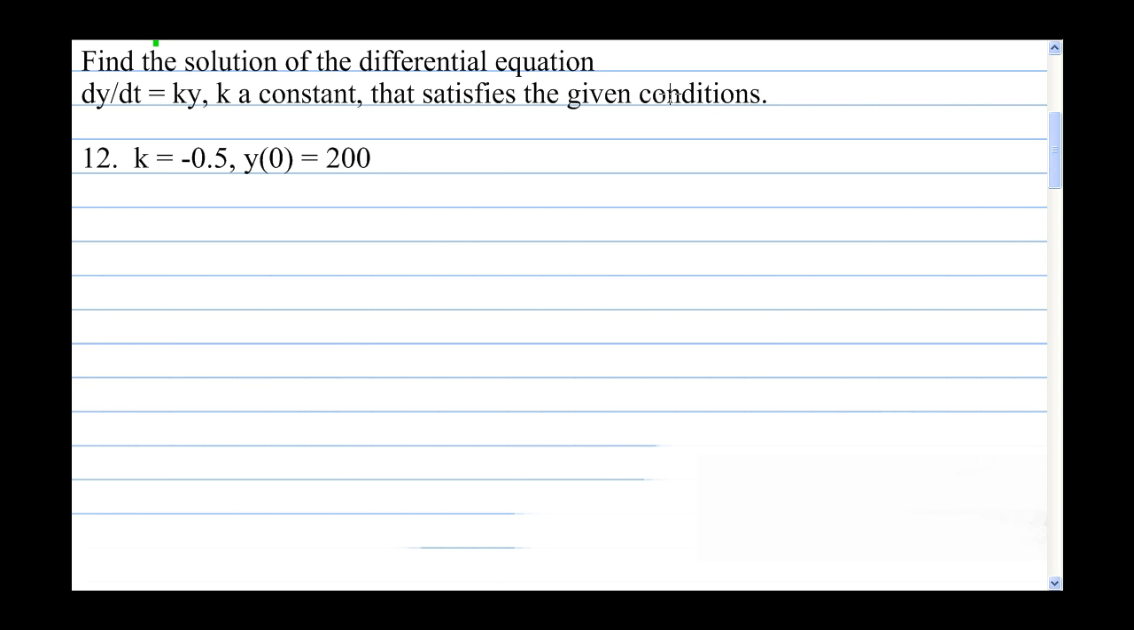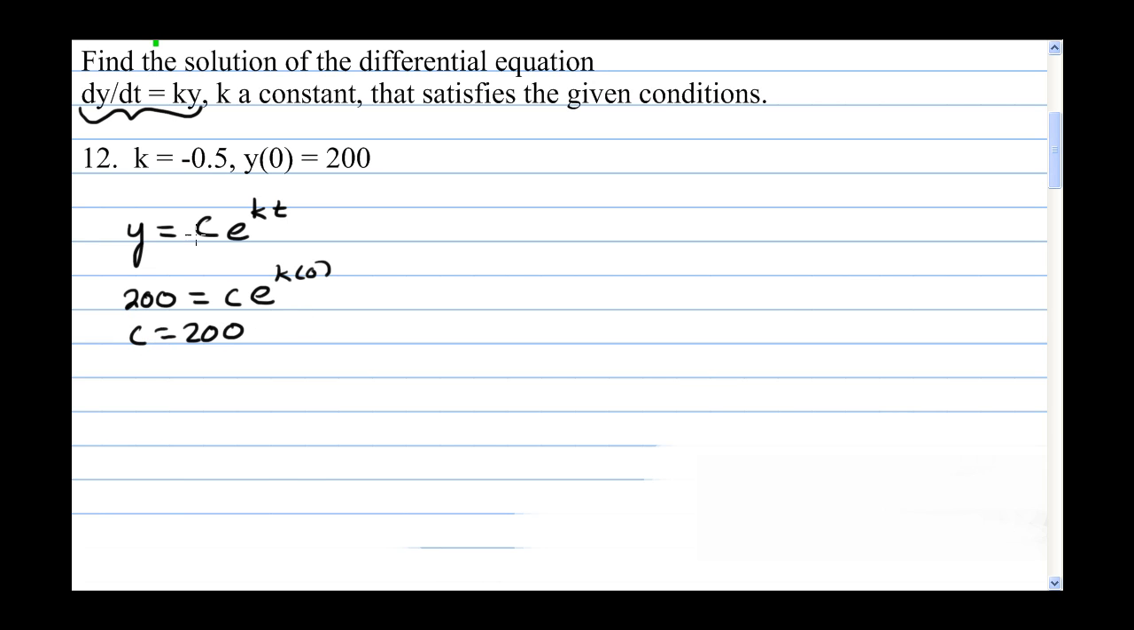K is a constant that satisfies the given condition. So we can write, since we know this, that the solution is y equals c e to the kt. Well, if we plug 200 in for y and 0 in for t, k times 0, we get e to the 0, which is 1, so c is just 200.